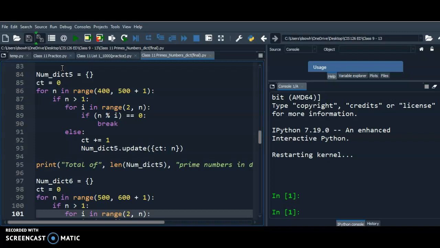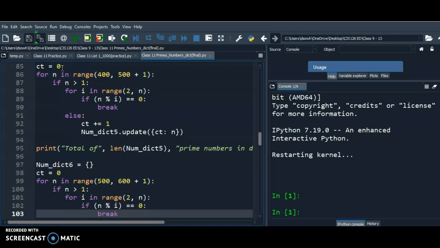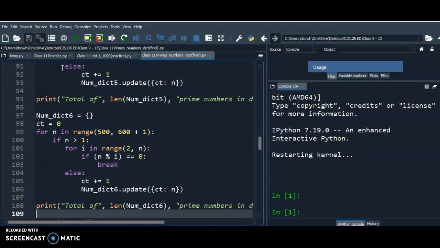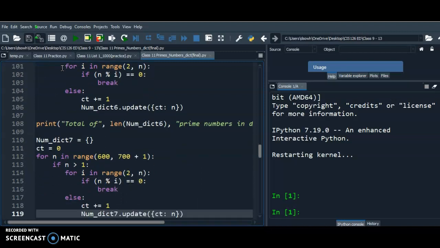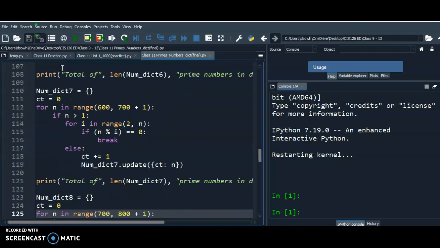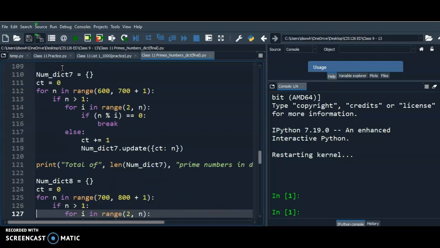This is my fifth segment, from 400 to 500. This is my sixth segment, from 500 to 600. This is my seventh segment, from 600 to 700.